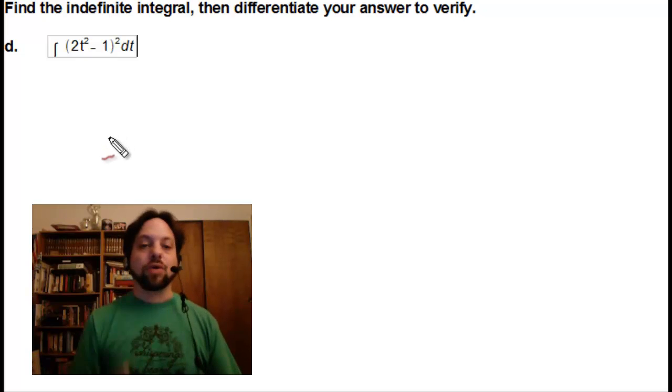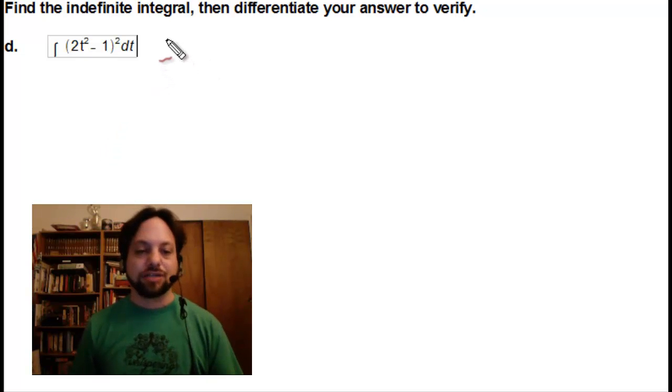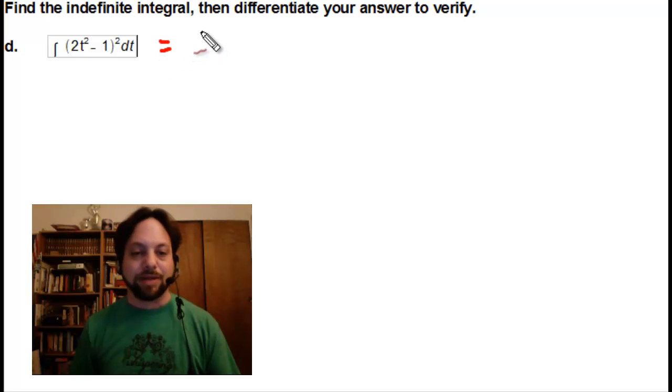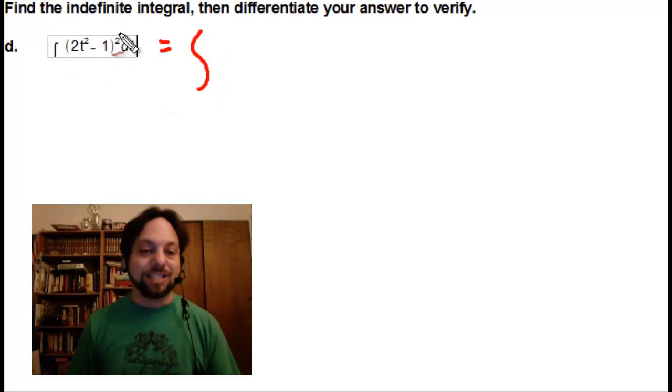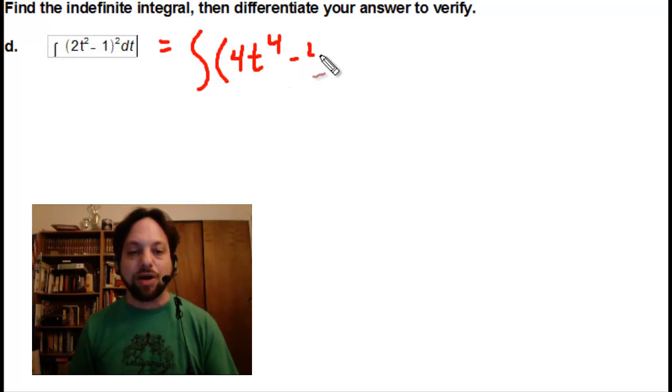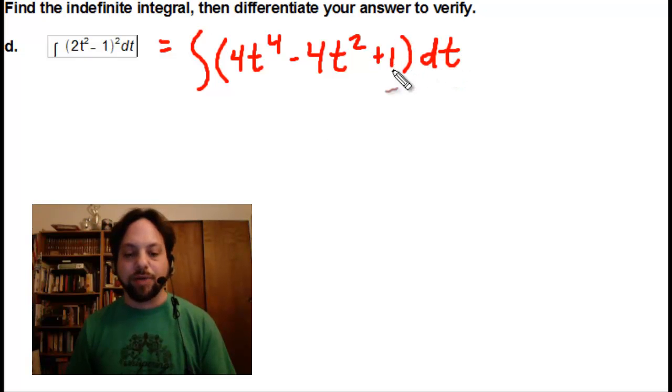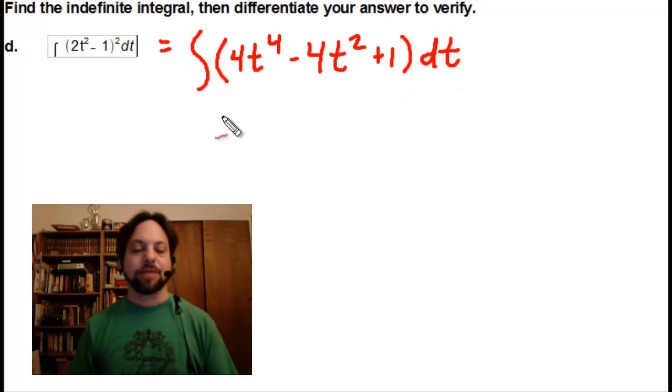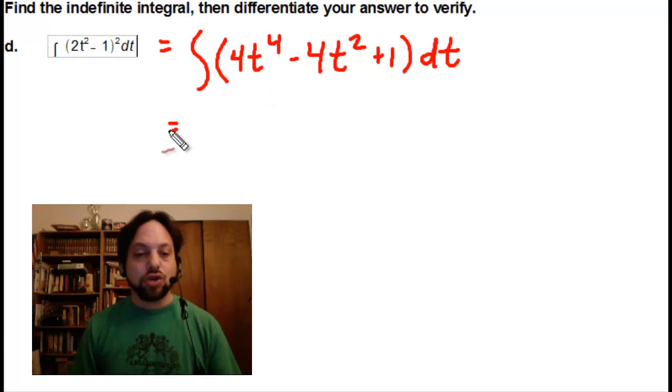All right, so either you're back now or you decided not to try this on your own. Hopefully you're not scared about this problem. All you really need to do is just square this binomial. And if we do that, we'll see that this really is not that bad of a problem at all. We'll have 4t to the fourth minus 4t squared plus 1, if I'm squaring that correctly. And it looks like I am. So if we want to integrate this, no big deal. We have the power rule we can use.